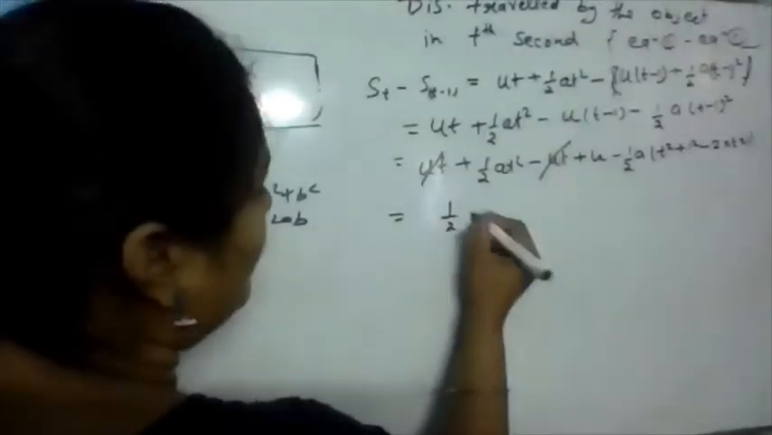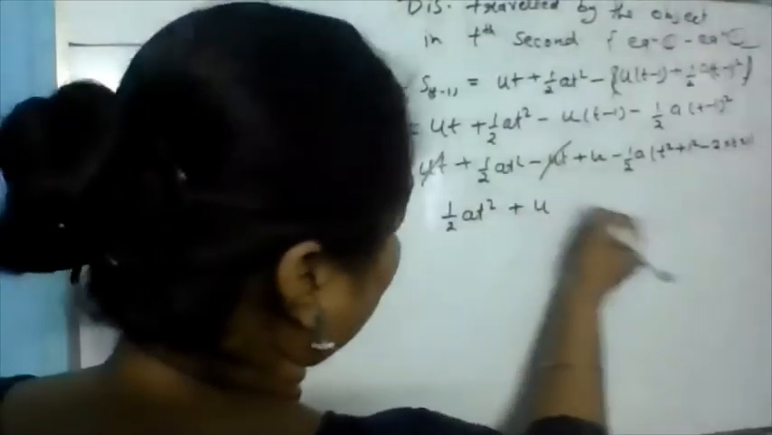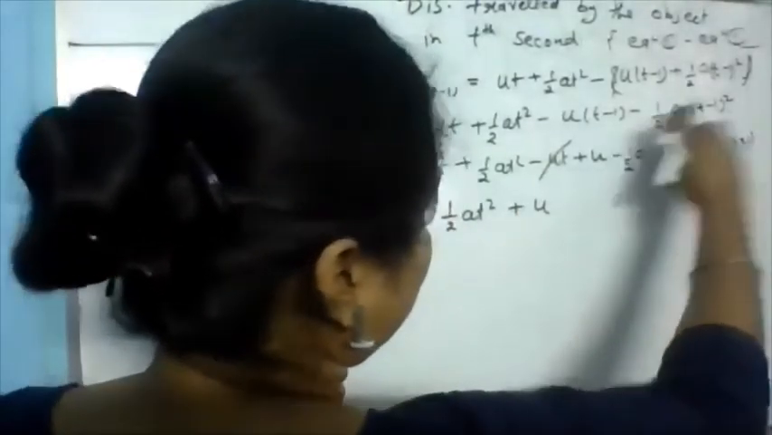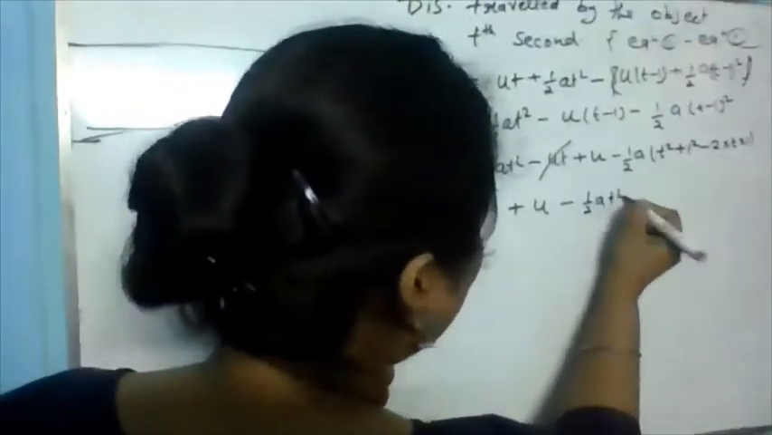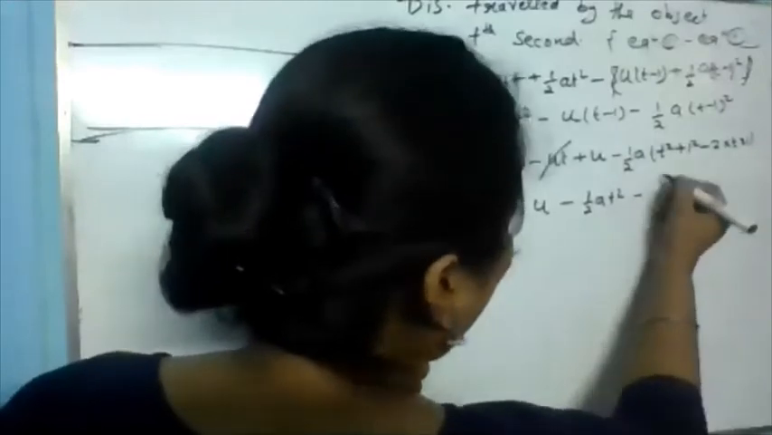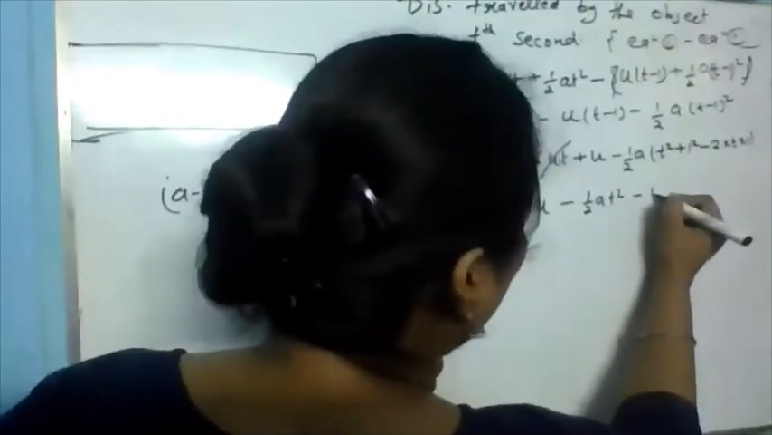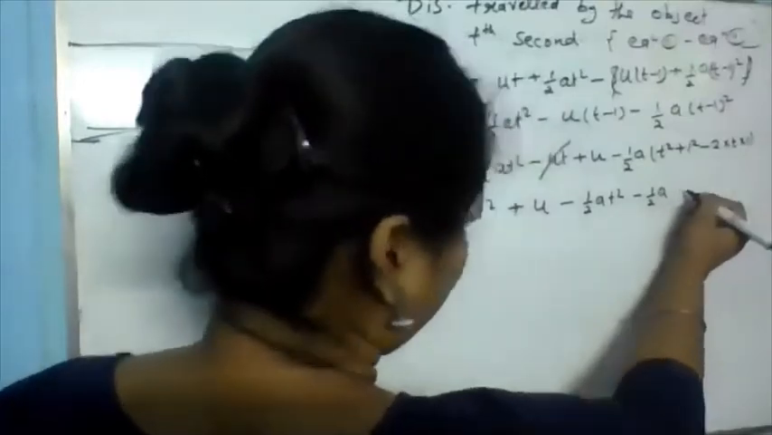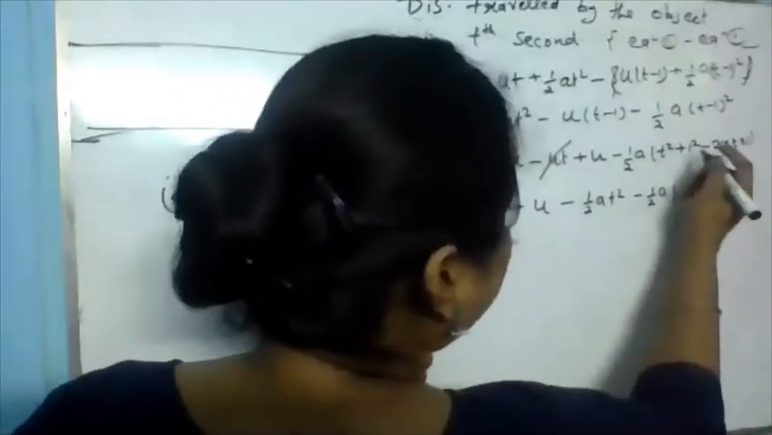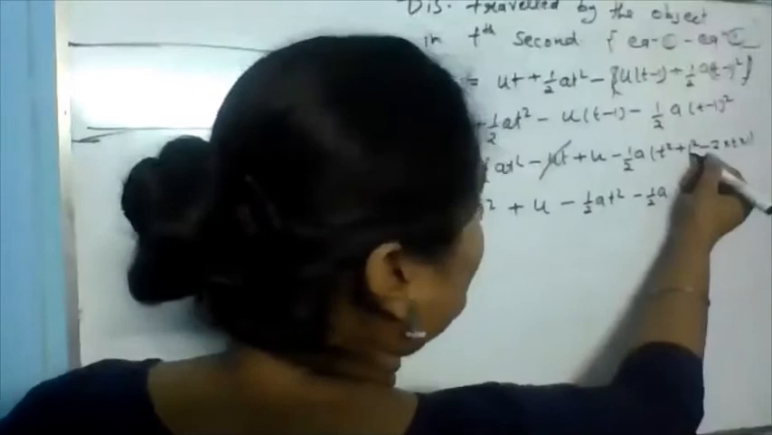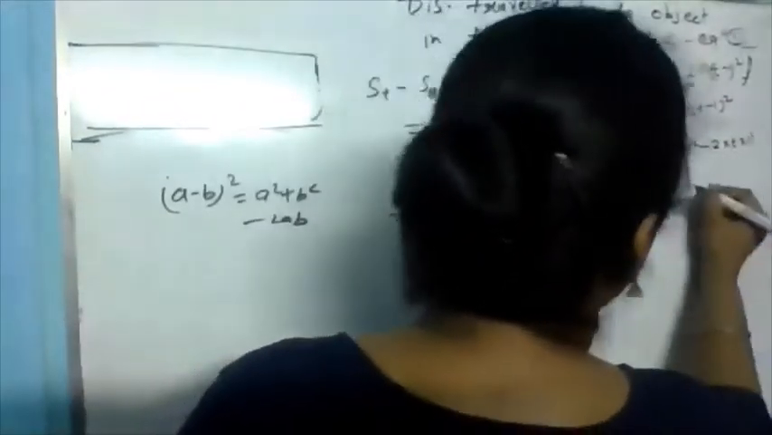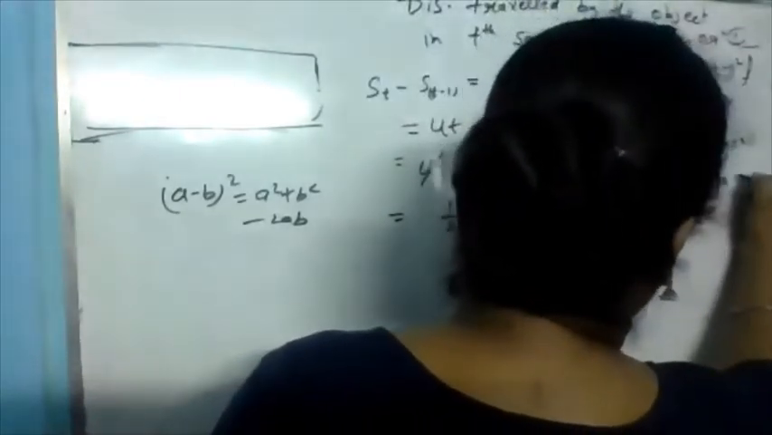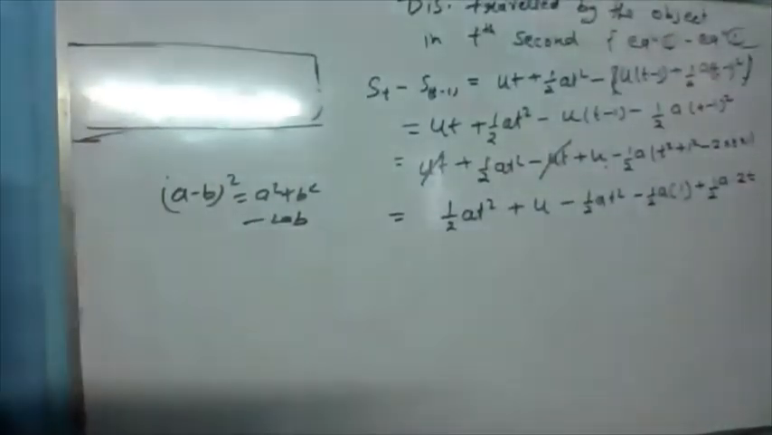So half at square plus u. Now here just multiply this with this term. So this is your half a t square. Now minus half a, one square of 1 is 1, and minus minus plus 1 by 2 a into 2t. Okay, is there any problem?